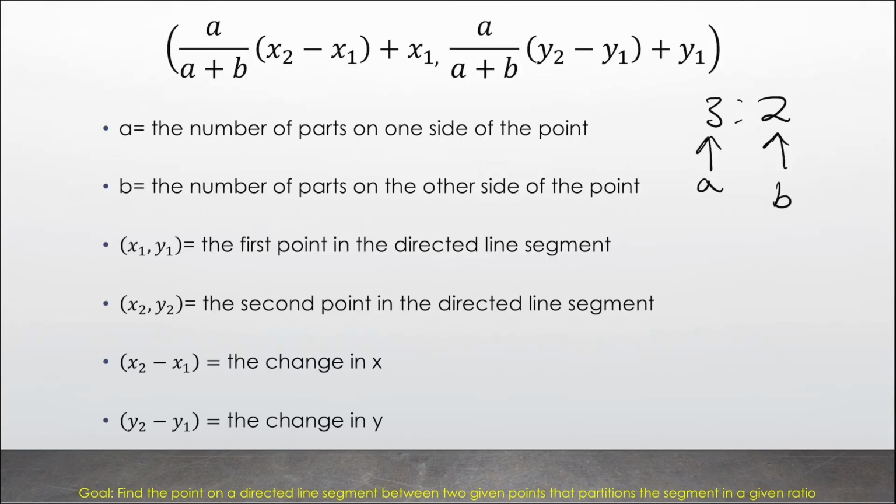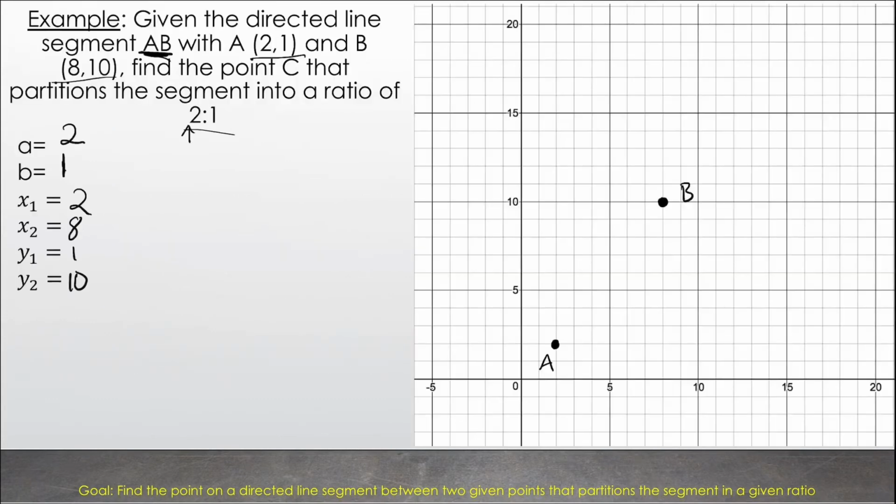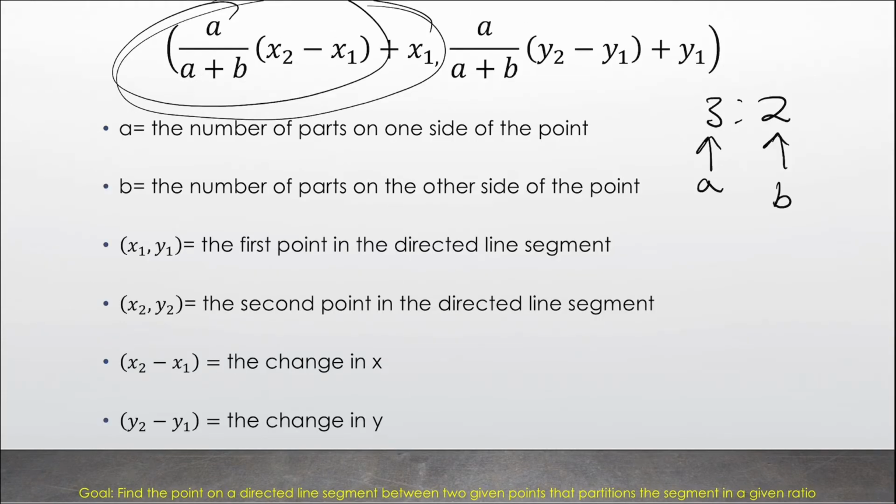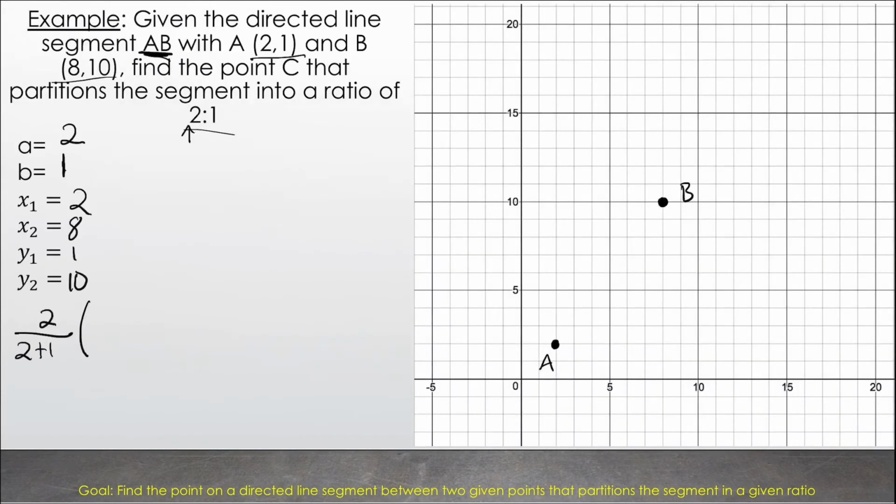Okay. Now we're going to do this in two different sections. We're going to first do the x part, then we'll do the y part. So I have A over A plus B. So I get 2 over 2 plus 1, parentheses, x sub 2 minus x sub 1. So I'd say 8 minus 2, and then we're going to add x sub 1 back in. So I'd say plus 2.